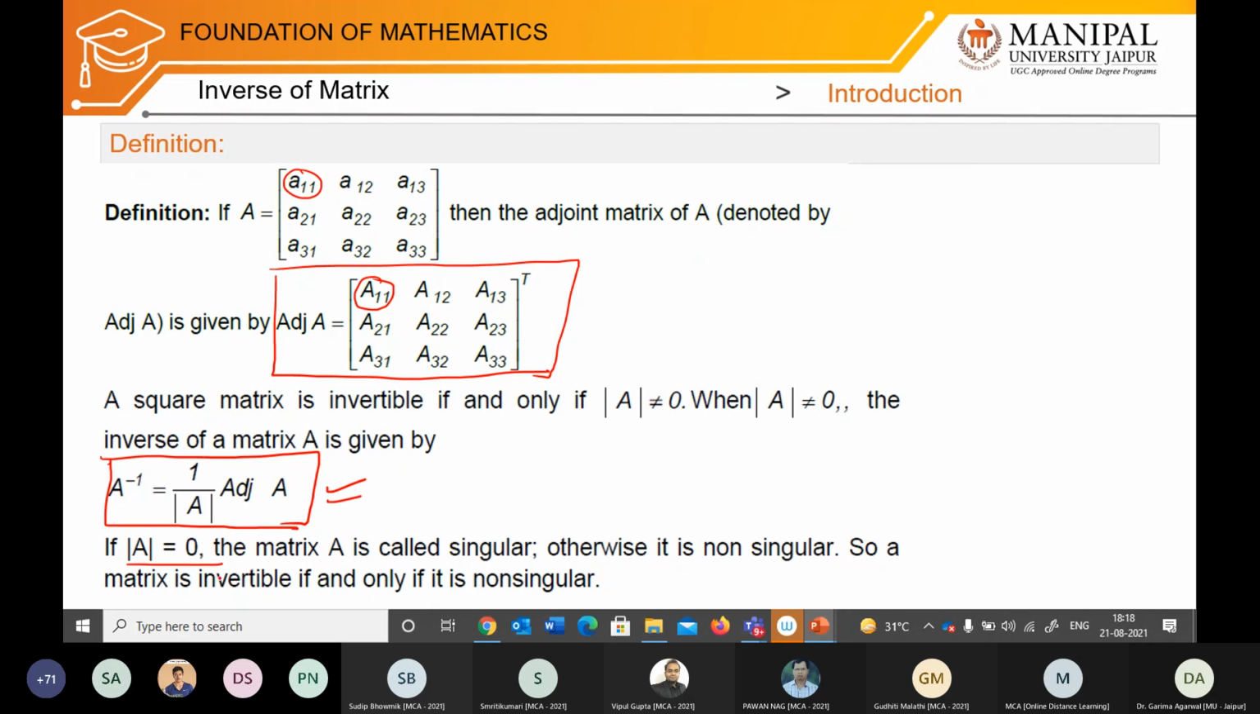If determinant is 0, then the matrix is called a singular matrix, and in this case we cannot find the inverse for this matrix. So the inverse of any singular matrix does not exist, right?